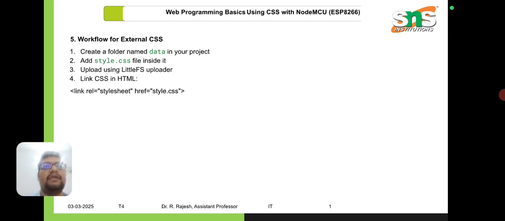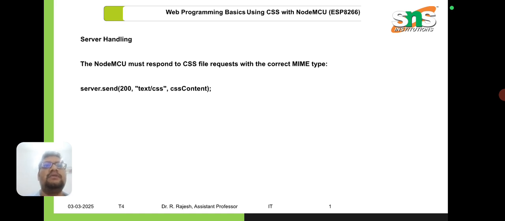So this is how we create an external CSS, in which we can alter and modify however we need in the project file. For the server handling, NodeMCU must respond to the CSS file request with the correct MIME type, that is server.send within brackets 200, text/css, CSS content. This is the main syntax for how we do the process in a NodeMCU chip.